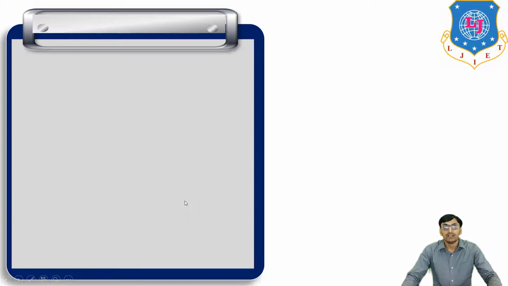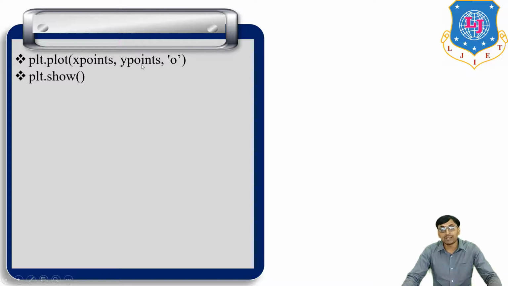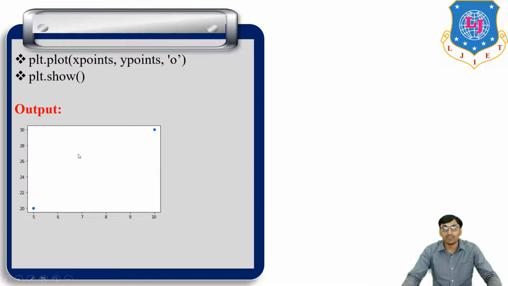Okay, then plt.plot(xpoints, ypoints, 'o'), and here the o notation means only mark that point, not draw a path between these 2 points. Then plt.show(). So if we run this program, then the output is only 2 points, first point and second point. Okay, the first point is (5, 20), the second point is (10, 30).